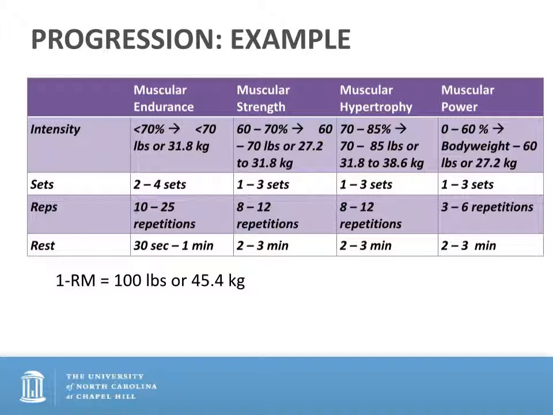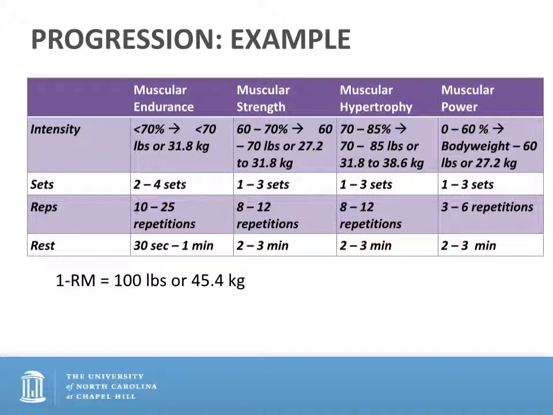So if you're looking at muscular hypertrophy versus muscular strength, you can see that even though the sets, reps, and rest are the same, what's different is that a person's training at a higher intensity, so a higher percentage of their 1 RM. So 70 to 85% of their 1 RM compared to, with muscular strength, 60 to 70% of their 1 RM.